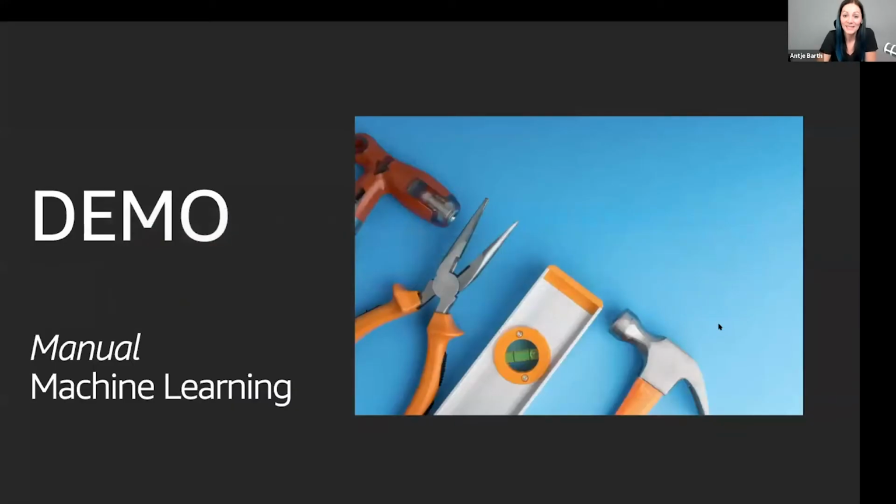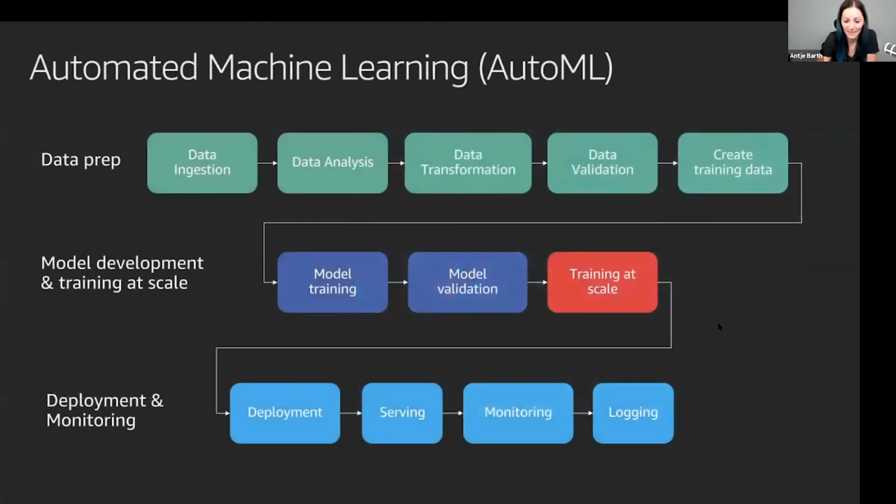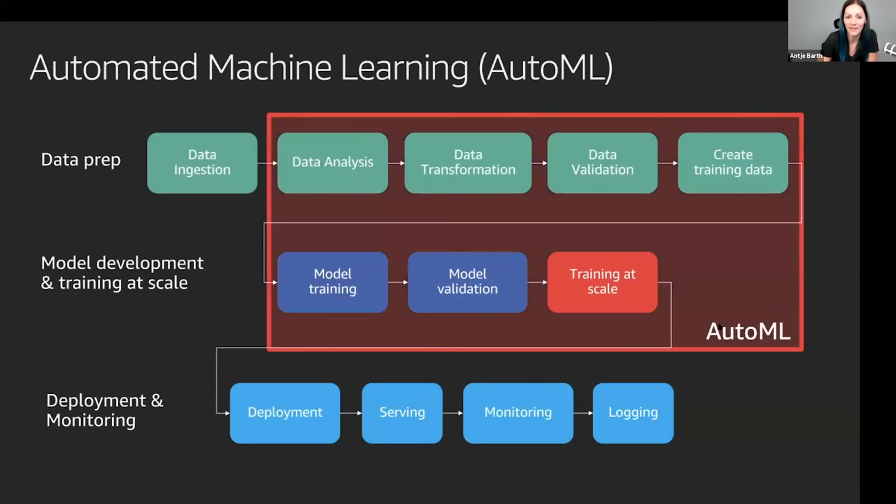All right, so let's see how we can optimize this. If we're looking back at our overall workflow, the automated machine learning kicks in exactly here. AutoML helps me to automate all of those steps, starting from the data analysis up to the training and tuning at scale, and will present you with model candidates, which you can then take and deploy into a production environment.